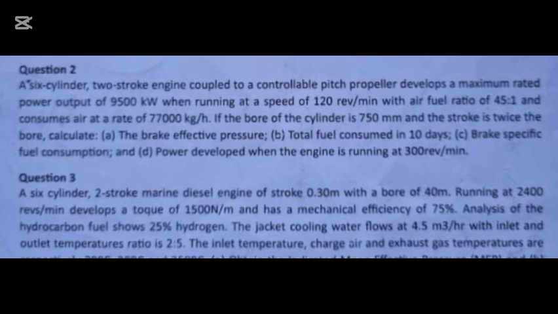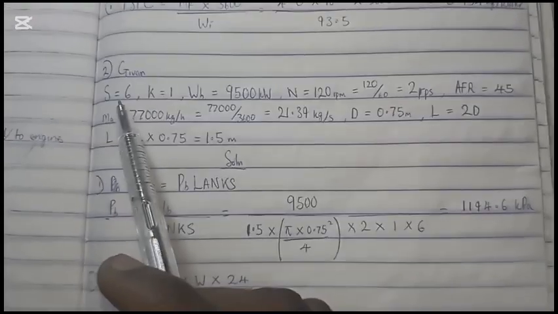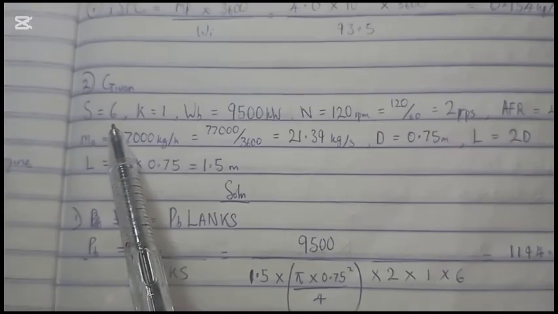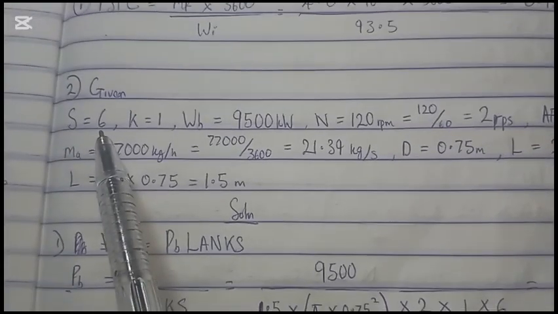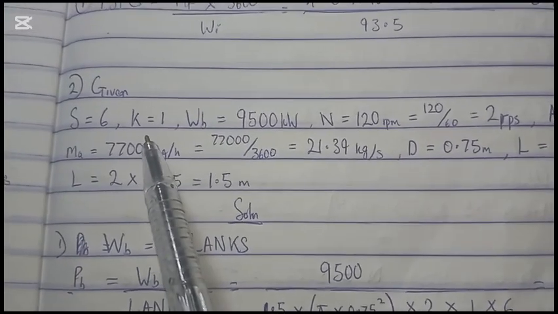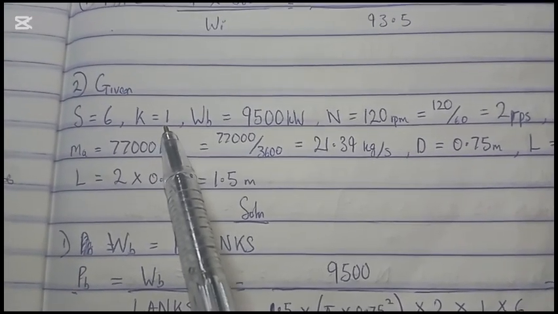calculate the brake effective pressure, the total fuel consumed in 10 days, the brake specific fuel consumption, and the power developed when the engine is running at 300 revs per minute. So in the question we were given our number of cylinders to be 6. For a two-stroke engine, we know that our K is 1.